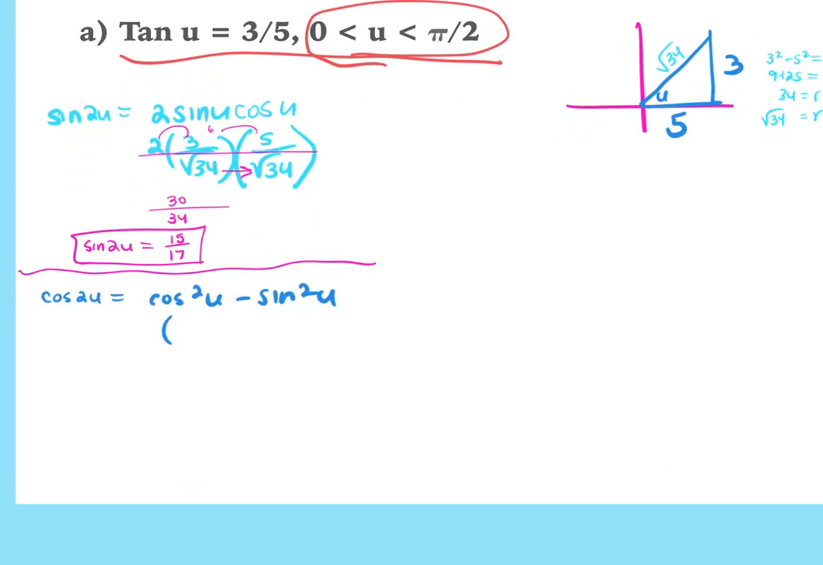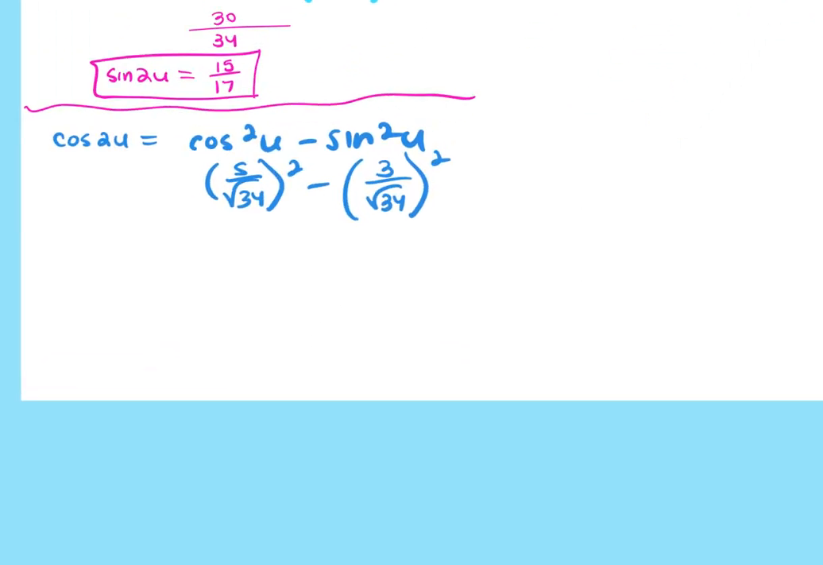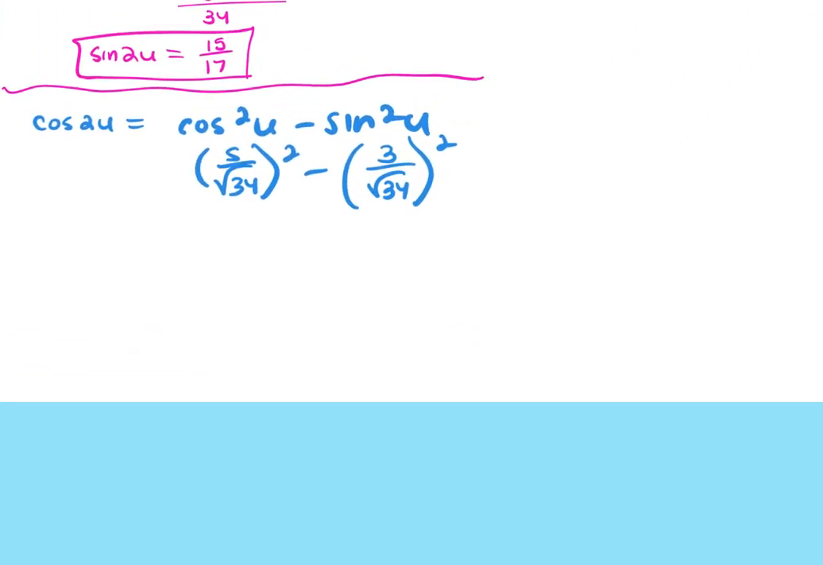So the cosine is 5 over square root 34, and then we're going to square it, minus the sine, which is 3 over the square root of 34, and then we're going to square it. 5 squared becomes 25, square root of 34 squared becomes 34, minus 3 squared, which is 9, over square root of 34 squared, which is, again, 34. And I get 16 over 34, which is 8 over 17.